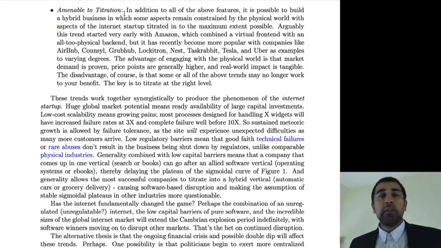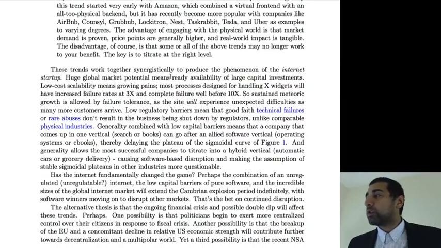So those are some of the key features of internet startups. These work together synergistically. They're one of the reasons that they're very attractive for large investments. You should read kind of this paragraph and whatnot.